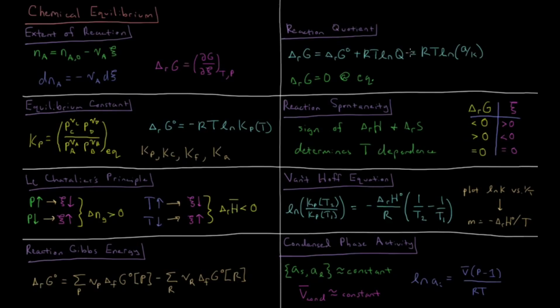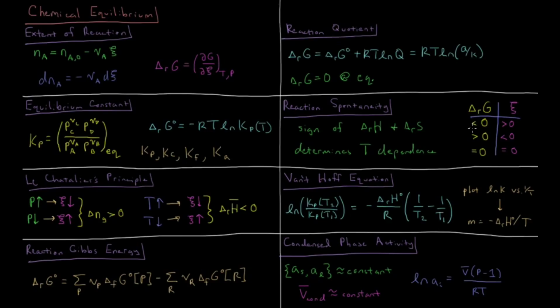So this means that the Gibbs energy of reaction is equal to the gas constant times temperature times the natural log of the ratio of the reaction quotient to the equilibrium constant. And the reaction Gibbs energy is equal to 0 at equilibrium, which is when the reaction quotient equals the equilibrium constant. So the spontaneity, as I said, is determined by the sign of the Gibbs energy, and it tells us what the extent of reaction is going to be.